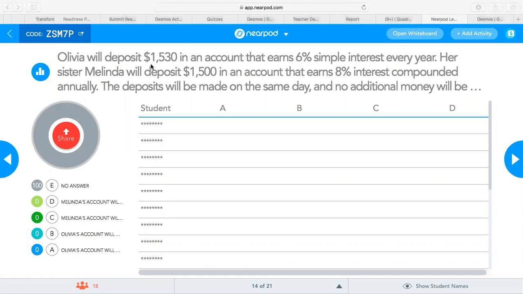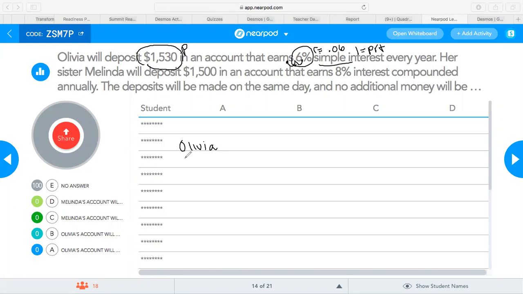Olivia will deposit, so I'm going to write Olivia's name because I gotta keep my stuff organized. Olivia will deposit $1,530. Pause. What's this represent? The P. This is my principal. This is how much I deposited into an account that earns 6%. Pause. What's this stand for? R. And what is that in decimal form? So 2 places to the left. 0.06. Okay. Simple interest. That's what Kiara was asking about. Will it tell me? Absolutely. So I'm going to write out I equals PRT.